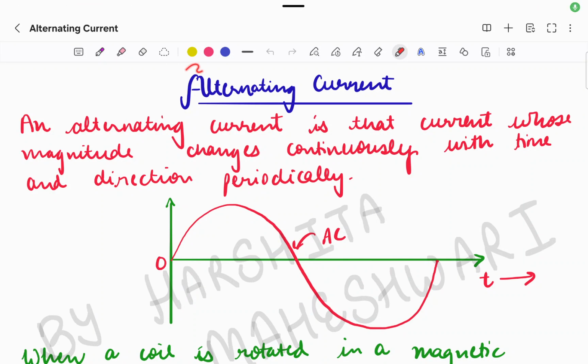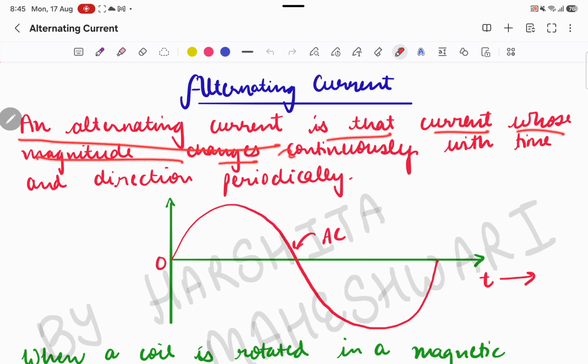Now we are starting with the chapter alternating current. Okay. Alternating current is what? It is a type of current in which, see, read from here. An alternating current is that current whose magnitude changes continuously.